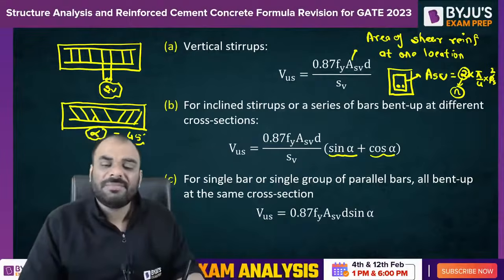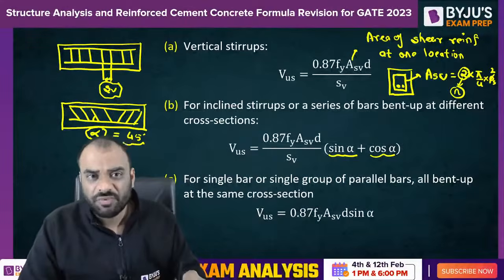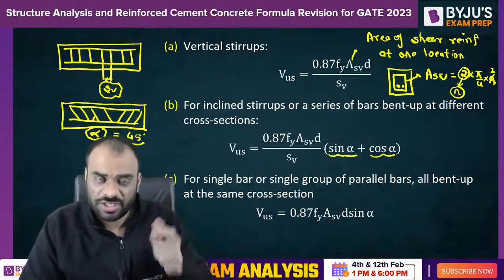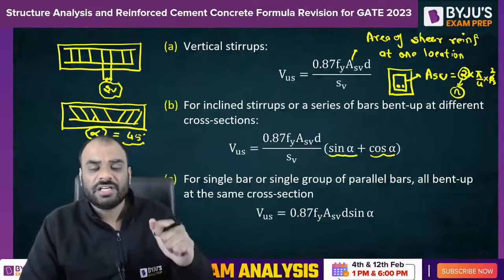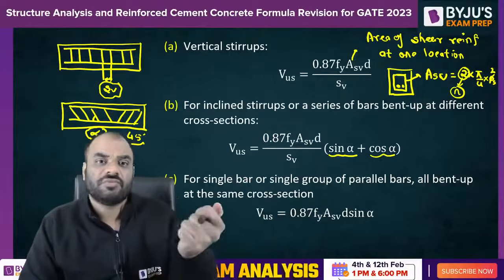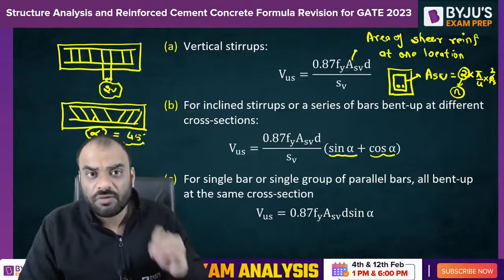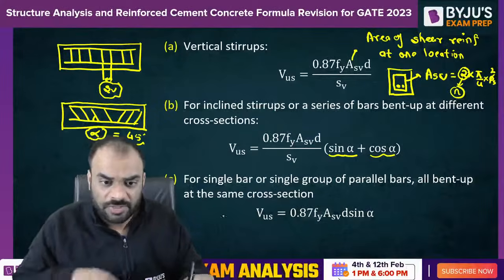Okay. Now bent up bar is nothing but the reinforcement, or the main reinforcement, which we have bent at a certain location, right? So that it will take part in bearing the shear force. Simple, right? So what should be the strength of the bent up bar? How can we calculate it? Let me show you that.